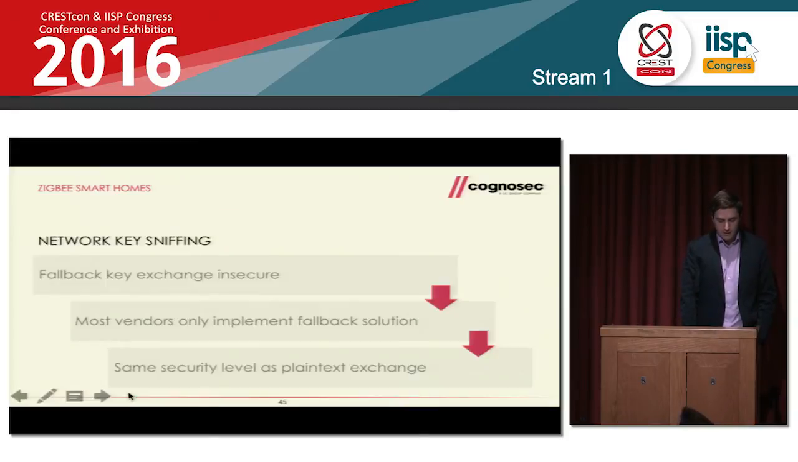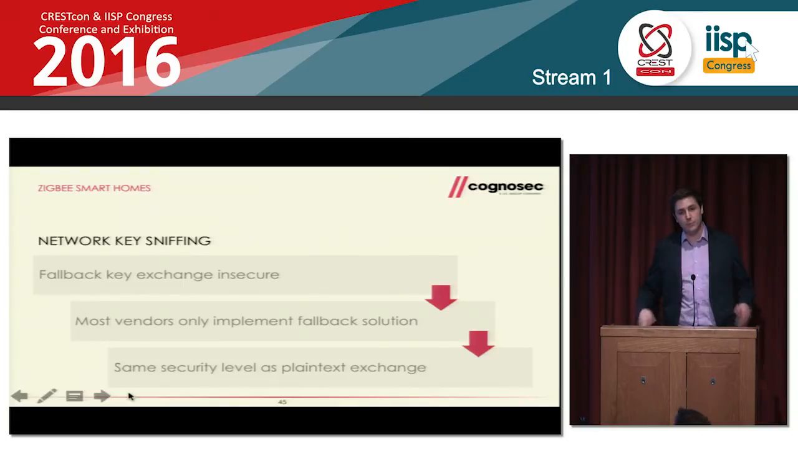Okay. Then let's start with how you can sniff the network keys. So we know the fallback key exchange is insecure.